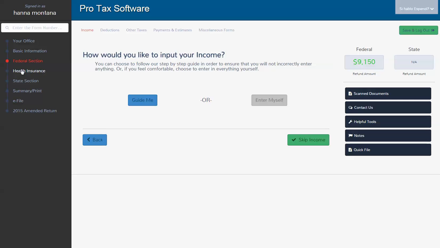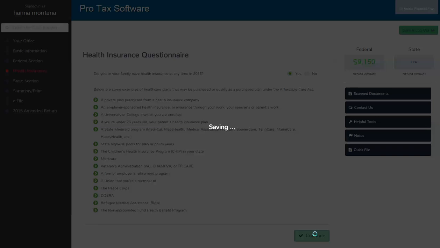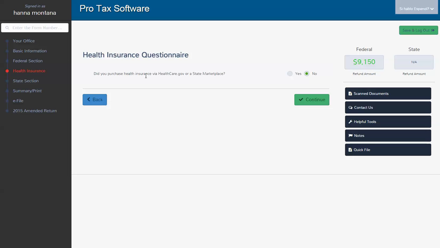Well, first of all, we're going to click on health insurance. We created its own tab, it's its own little module, very, very simple. And the first question is, did you or your family have health insurance at any time in 2014? We're going to say, yes, we did. Click continue. Did you purchase this through healthcare.gov or the state marketplace? If you say yes, at this point, there's going to be a follow-up question. Did you receive a 1095A?